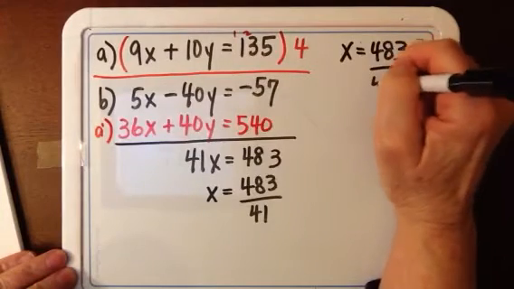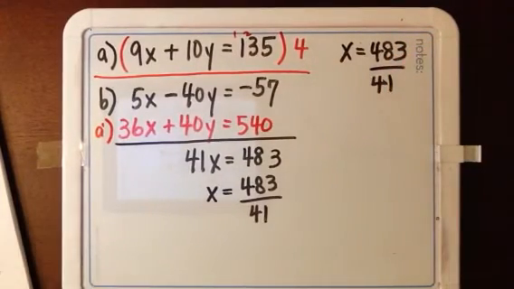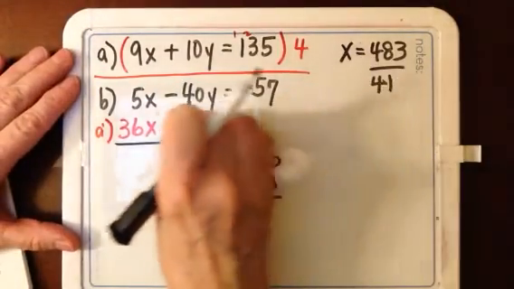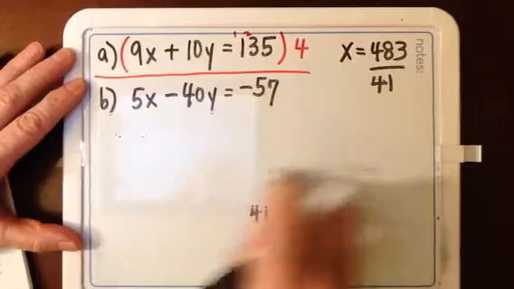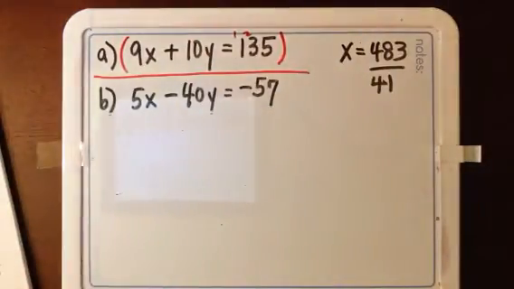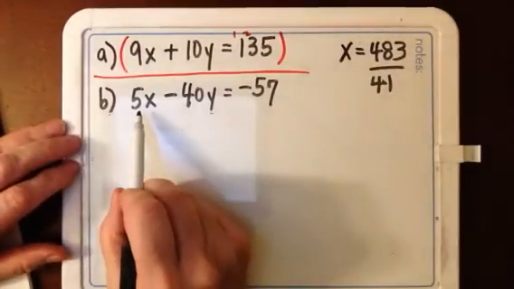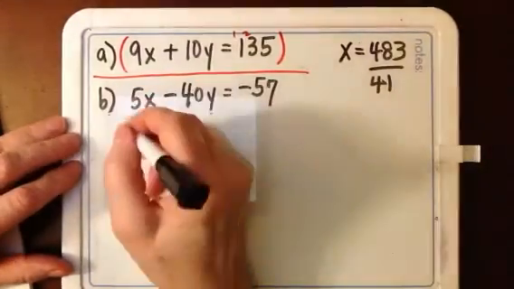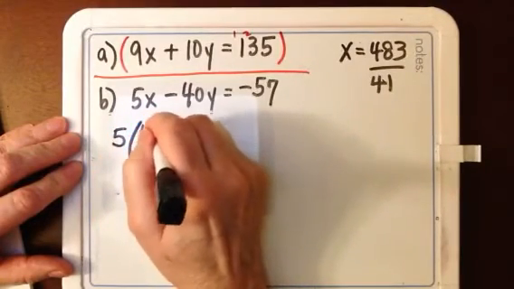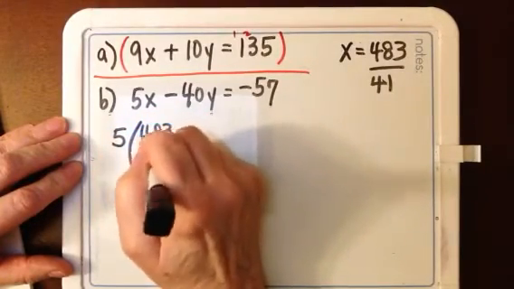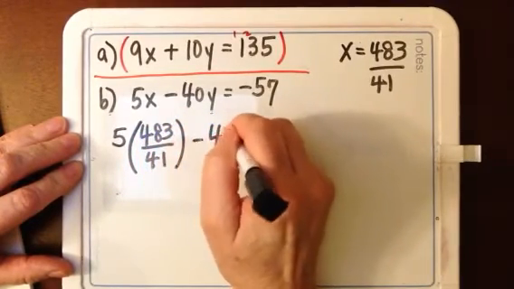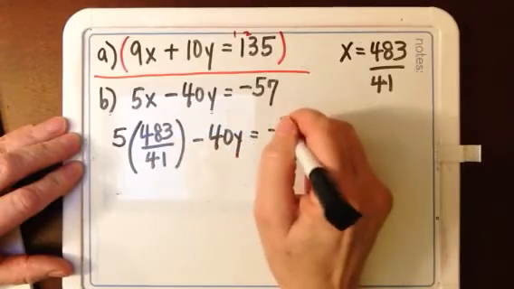x equals 483 divided by 41. Now that we have a value for x, we can choose either equation A or equation B and substitute the value in for x and solve for y. I'm going to choose equation B because I'm only multiplying by 5. So I'm going to be multiplying 5 times 483 divided by 41 minus 40y equals minus 57.